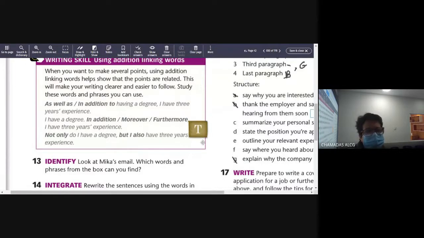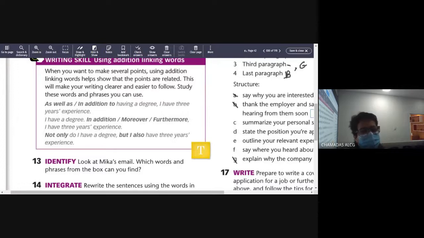As well as, or in addition to having a degree, I have 3 years experience. So you see, you can start your clause with an addition linking word. Another, I have a degree, period. In addition, comma, I have 3 years experience. You see, it's very important to see the punctuation, right? If you start the sentence or the clause with an addition linking word, you have to divide the clauses with a comma.